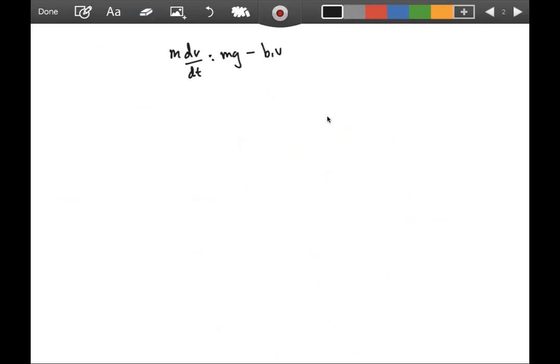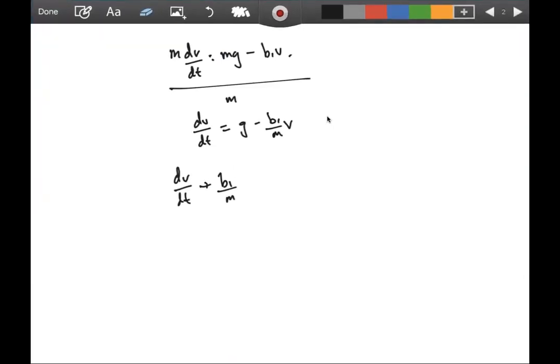b1 times v. Now, there are multiple different ways that we can solve this, but the way I want to solve it is to use what's known as an integrating factor. Before I do that, first let's divide both sides by the mass. I get dv/dt is equal to g minus b1 over m times v. Or I'm going to rewrite this as dv/dt plus b1 over m times v is equal to g.